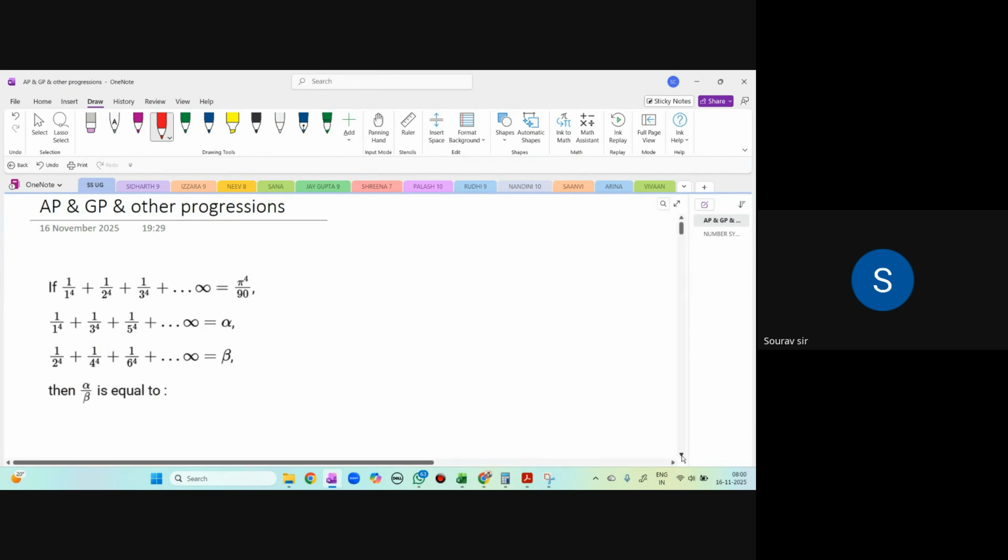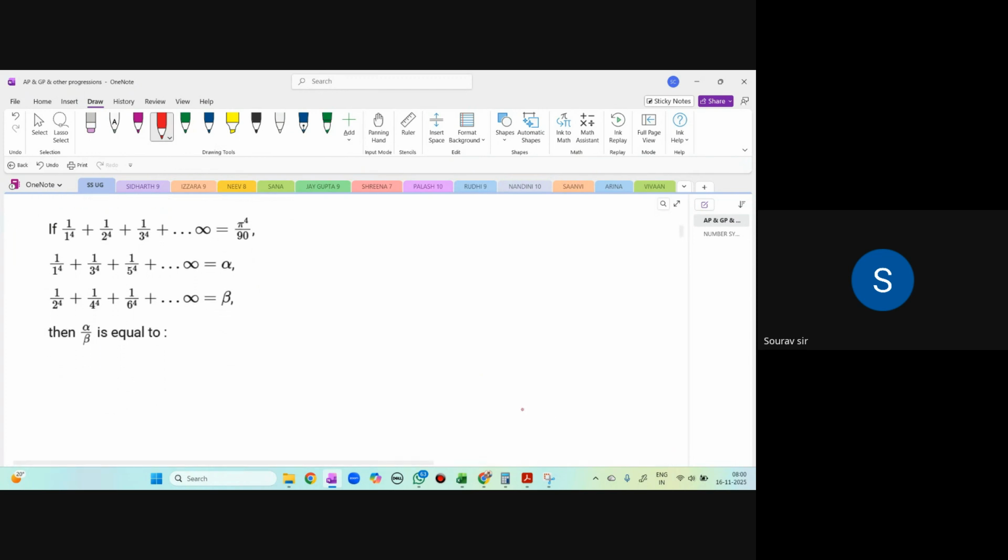So this is an infinite series, right? And it is neither an AP nor a GP. So if you look at the denominator, individual denominator terms are in AP: 1, 2, 3, 4. Right? But it's not an AP series. So how do we do this?